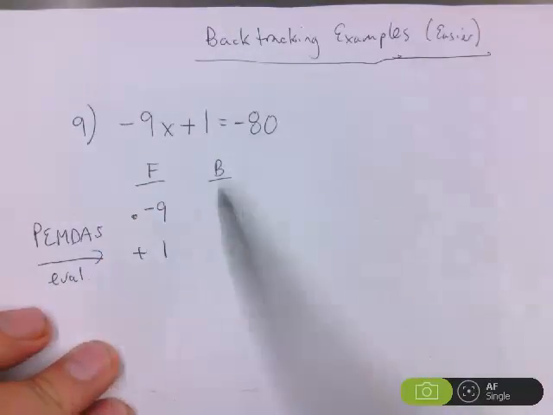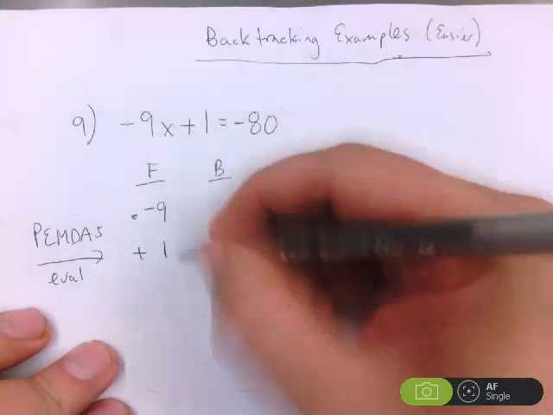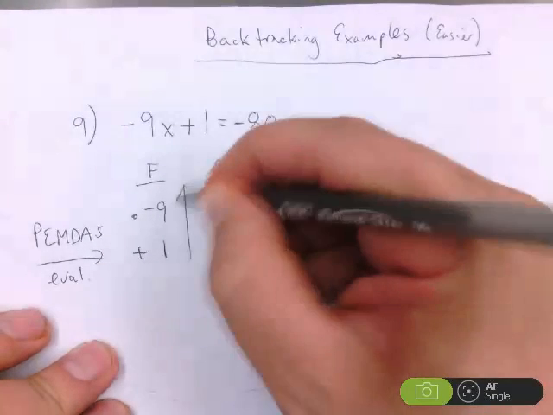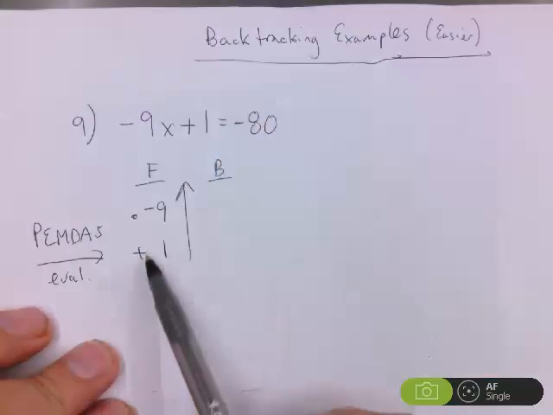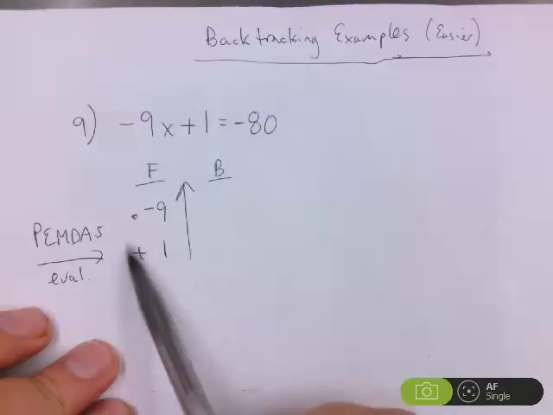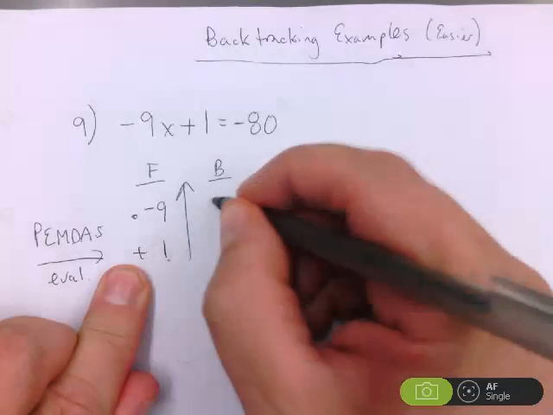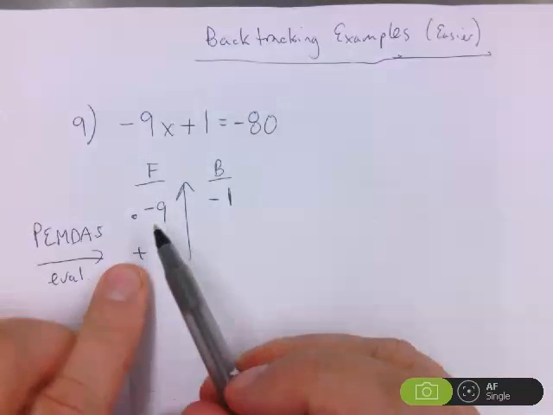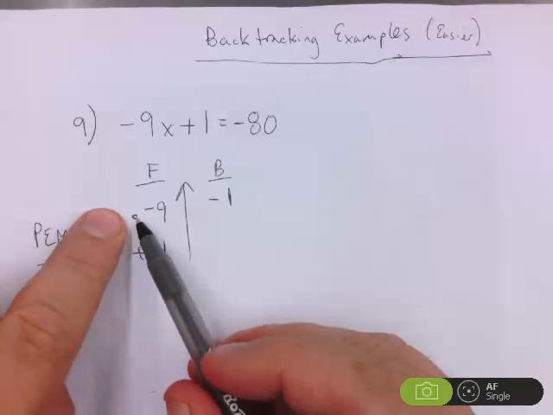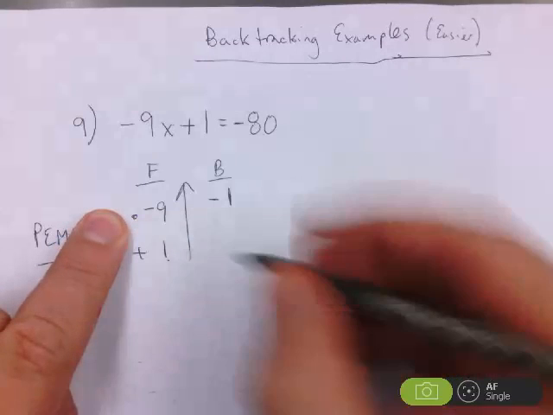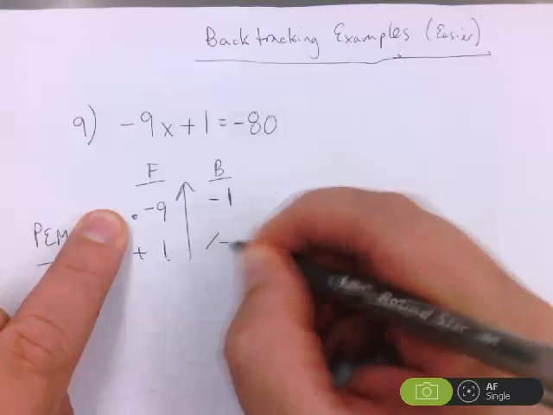Now let's do our backward. Remember, conventionally, we go from the bottom of our list and unwind it. So I'm going to do my inverse operations. The opposite of add is subtract. I was adding 1 down here, so now I'm going to take away 1 first. And here I had a times negative 9, so now I'm going to divide by negative 9.